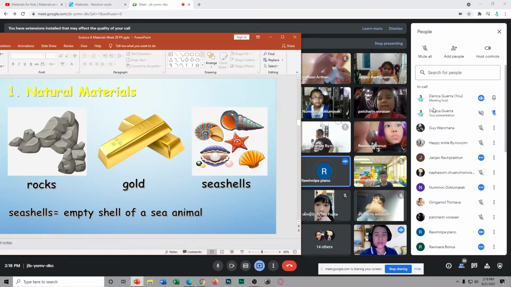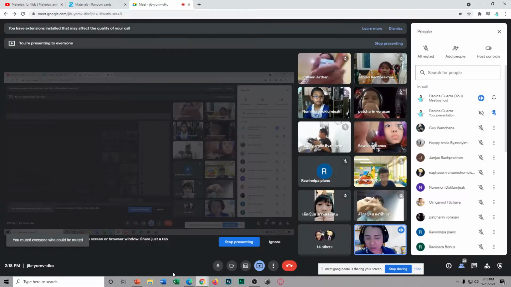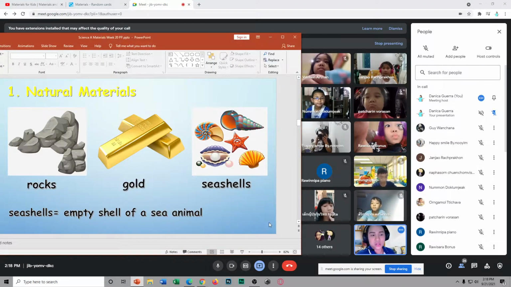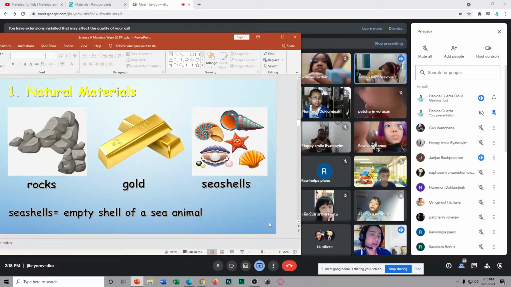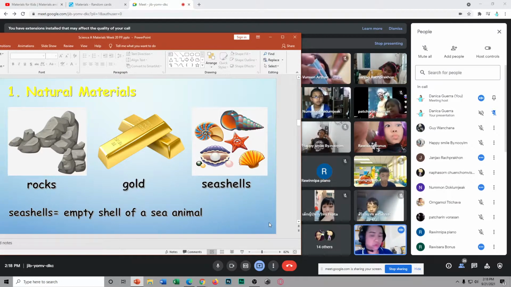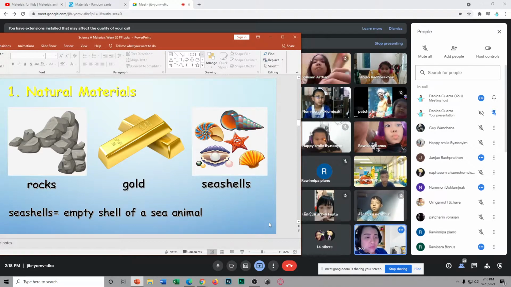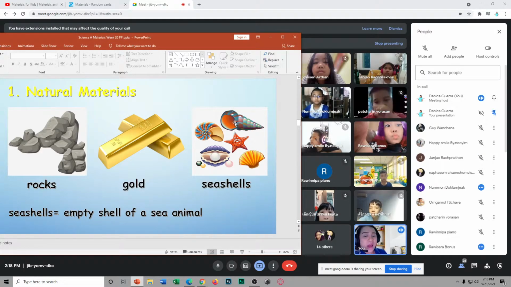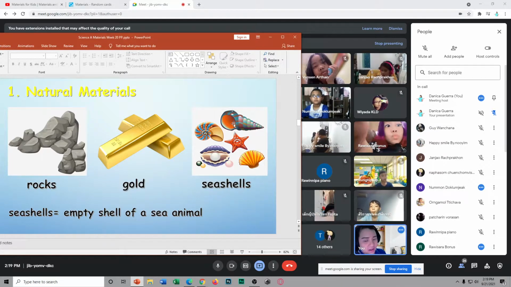Right? Okay. Next is seashells. Where do you usually find seashells? In the sea. Yes, by the shore, seashore. Because seashells are the empty shells of a sea animal, before there were animals here inside. This is their shell, just like a turtle, right? When the animal dies, the shell will be left in the sand, and then people collect them in making things.